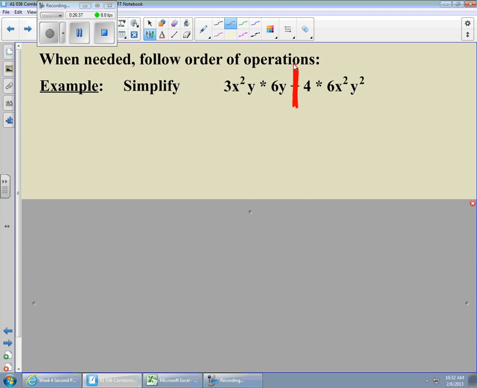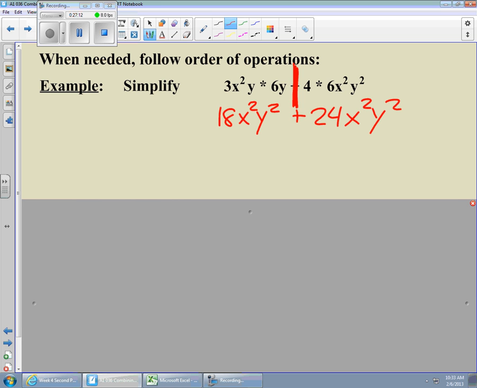These two terms on the left-hand side, 3x squared y times 6y. Let's figure out what that's going to be on your papers. And also, let's figure out what 4 times 6x squared y squared is going to be. What you should have ended up with on that multiplication is 18x squared y squareds, which will be added to, if we can, 24x squared y squareds. That's the result of following the rules for multiplying terms that have variables.